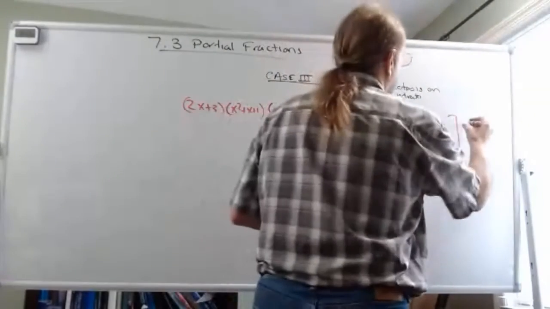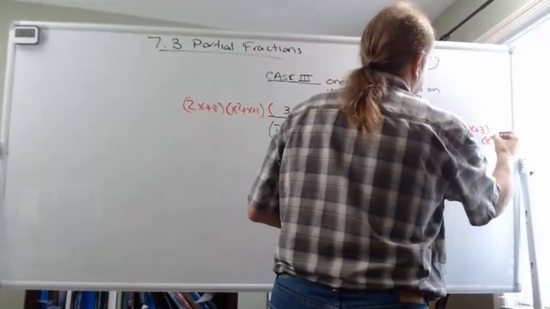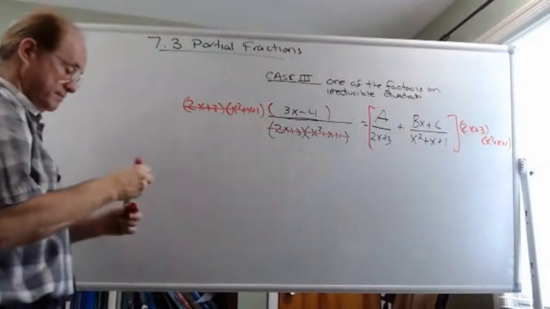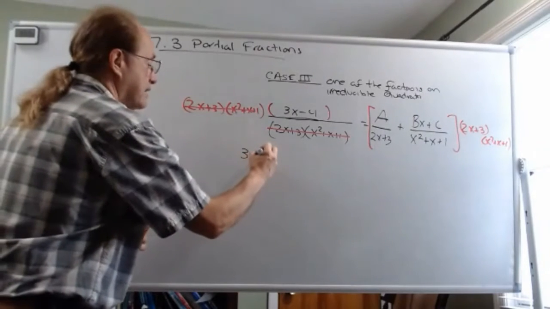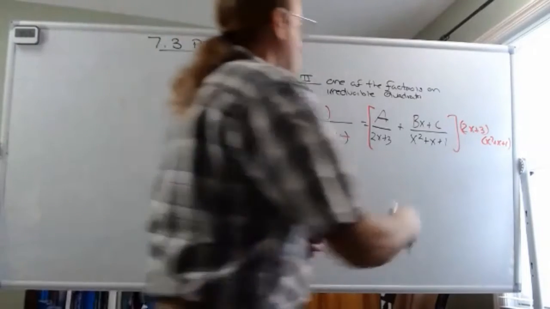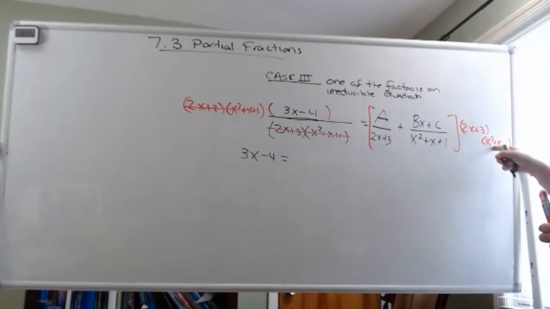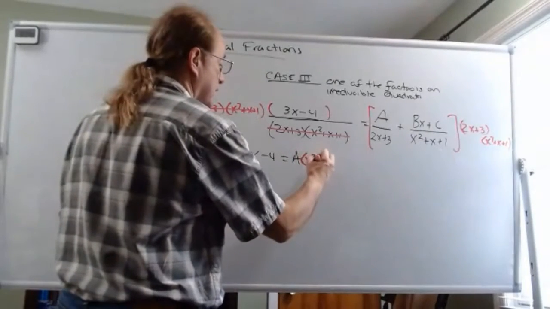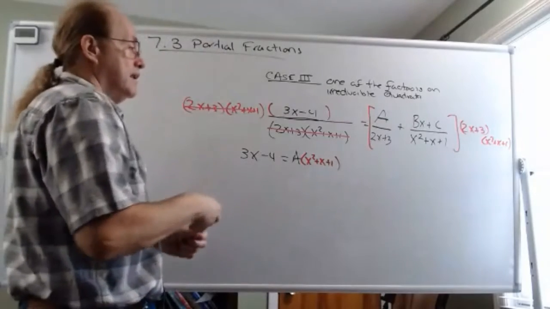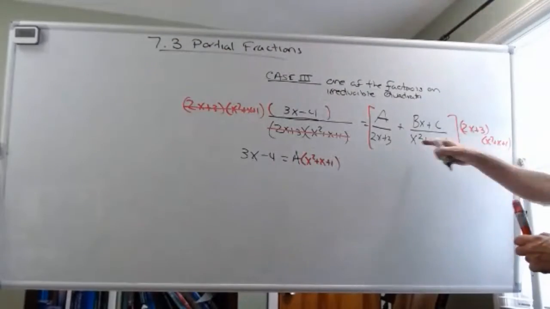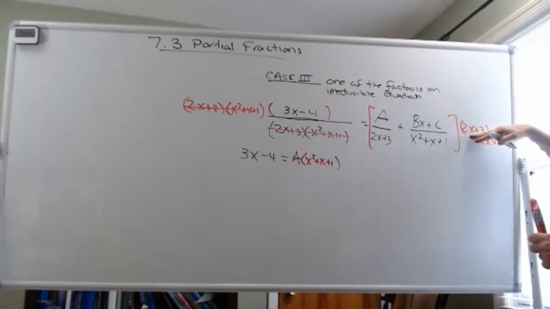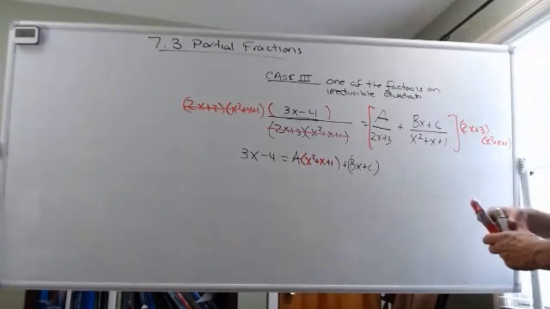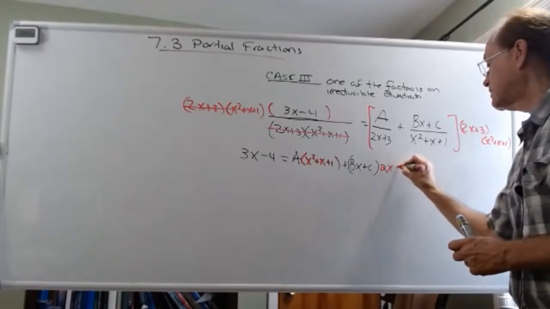Do the same thing over here: 2x plus 3 times x squared plus x plus 1. Multiply everything by it. So these cancel out with everything down there, and it just gives me 3x minus 4 over here, equal to. Well, what happens over here? The 2x plus 3 cancels, but the x squared plus x plus 1 does not. So I have A times x squared plus x plus 1. Then over here, the x squared plus x plus 1 cancels, but the 2x plus 3 does not. So I have plus (Bx plus C) times the factor that didn't cancel, 2x plus 3.